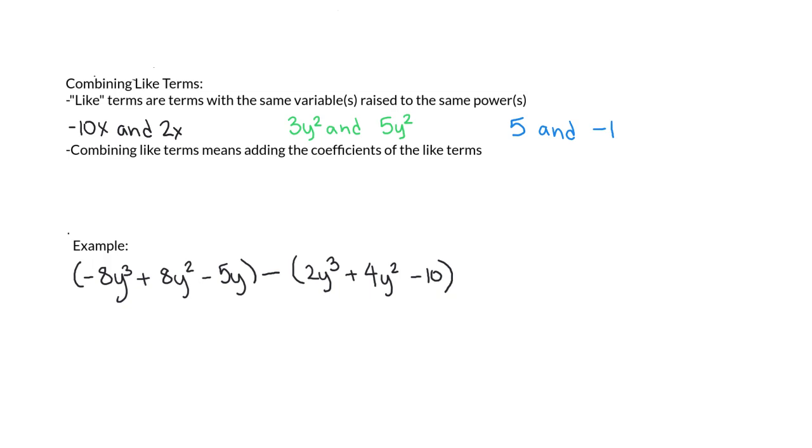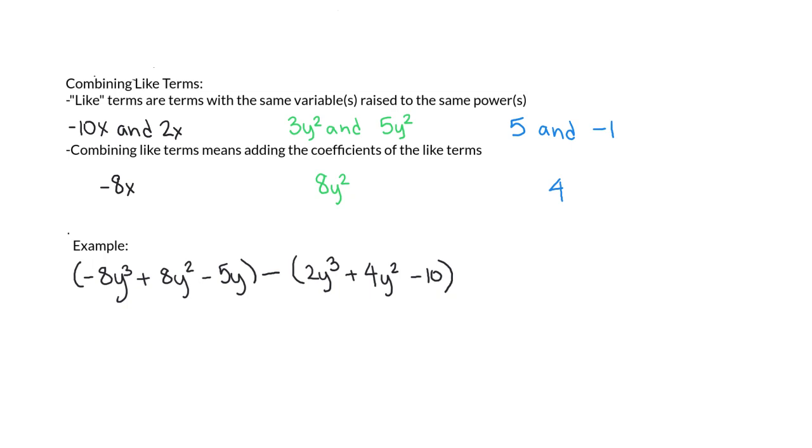Now when we're combining like terms, that means adding the coefficients of the like terms. So for the negative 10x and 2x that are like terms, we would add negative 10 plus 2 to get negative 8x. For 3y squared and 5y squared, if we were going to combine those like terms, we would add the coefficients 3 plus 5 to get 8y squared. And to add these numbers that are like terms, 5 and negative 1, if we were to combine those, we would get positive 4.